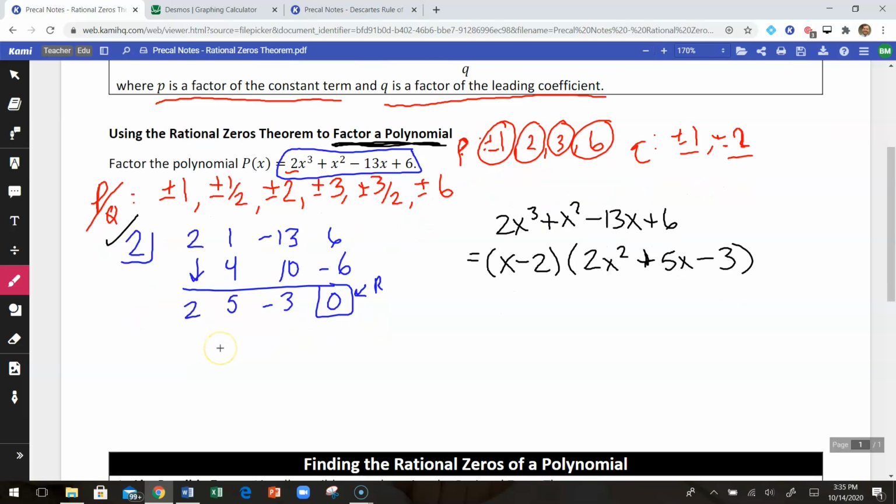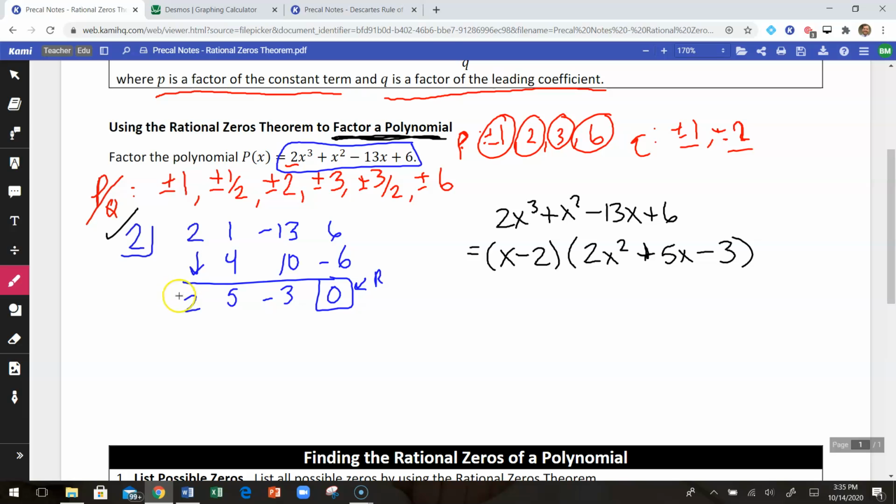But I will tell you, when you try other numbers with synthetic division, do not go back up to the top. Okay, don't go back to the beginning polynomial, because the goal is to continue to break down the polynomial. So instead of doing that, you want to focus in on what you had left, and that needs to be your new top line with synthetic division so that you can continue to break that down.